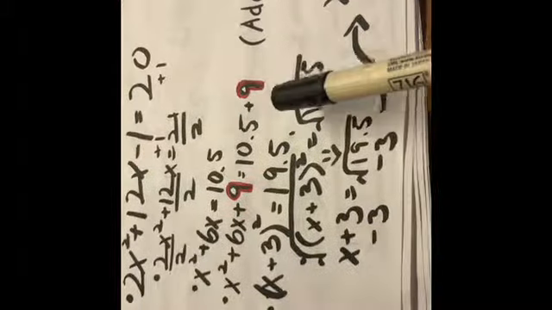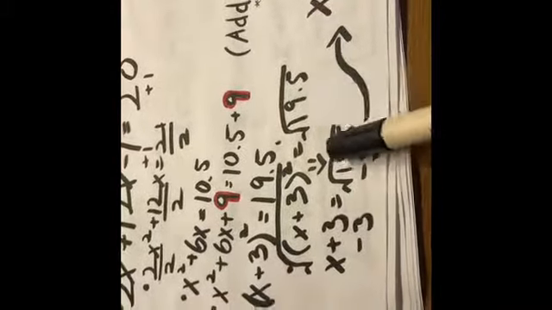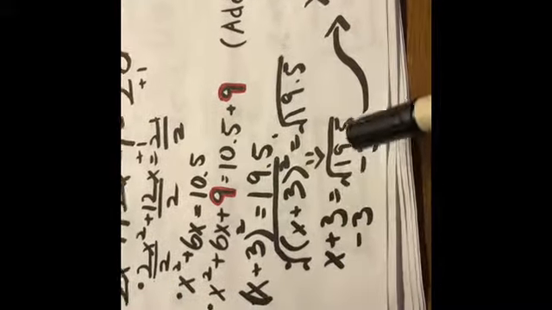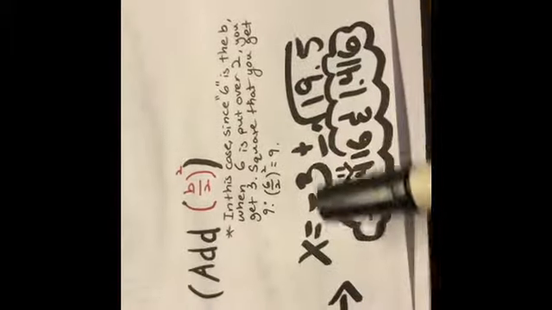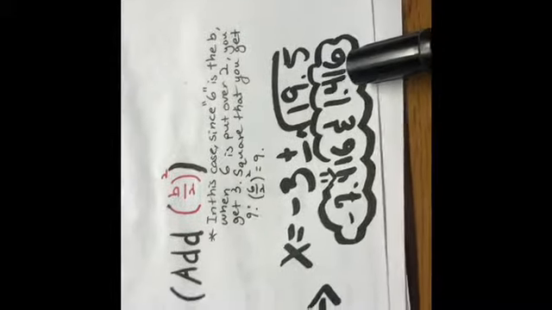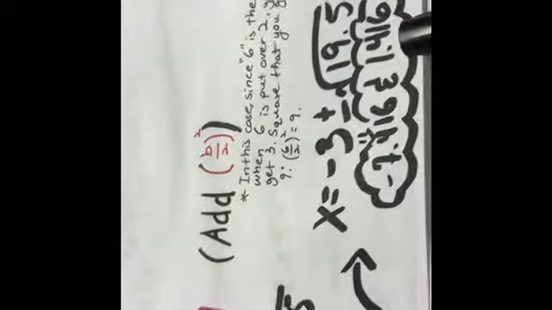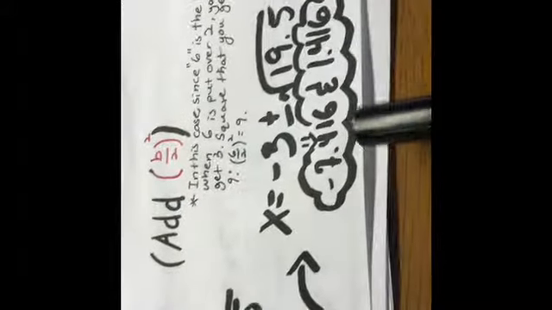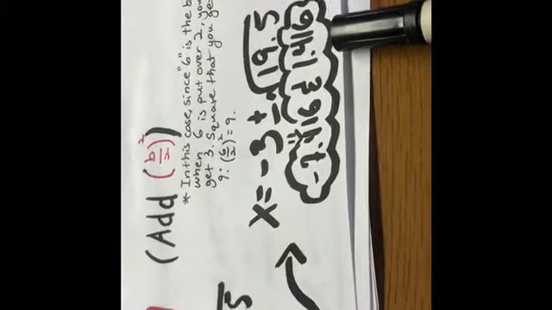When you square root that, you get x plus 3 equals square root 19.5. When we subtract 3 on both sides to isolate the x, we get x equals negative 3 plus or minus square root 19.5. When you simplify that out, you get x equals negative 7.416 and 1.416.